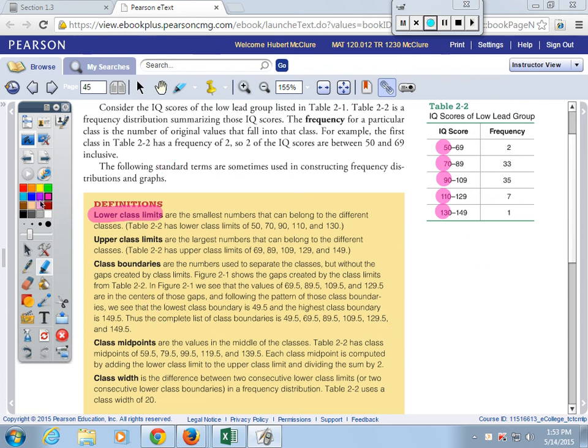Now let's see how smart you are. If that's the lower class limit, what do you think the upper class limit is? The other side. Good job.